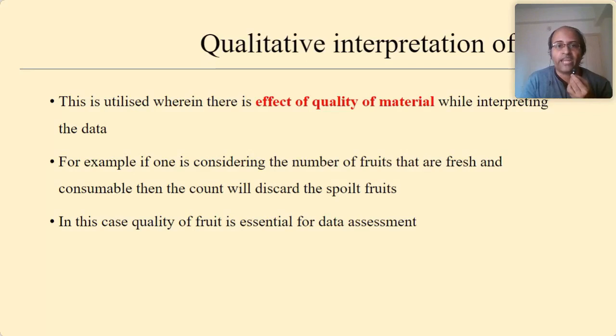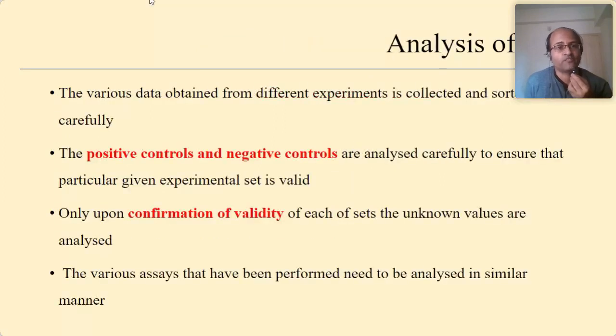Now, analysis of the data. In many cases, it's not just collecting the experiments, having the data, and just concluding from it. It has to be analyzed thoroughly and properly. You need what are called controls when we are doing an experiment. You need both positive as well as negative controls, and we have to analyze carefully. So we take a particular experiment, we use the positive controls, we use the negative controls, and then we confirm the validity.